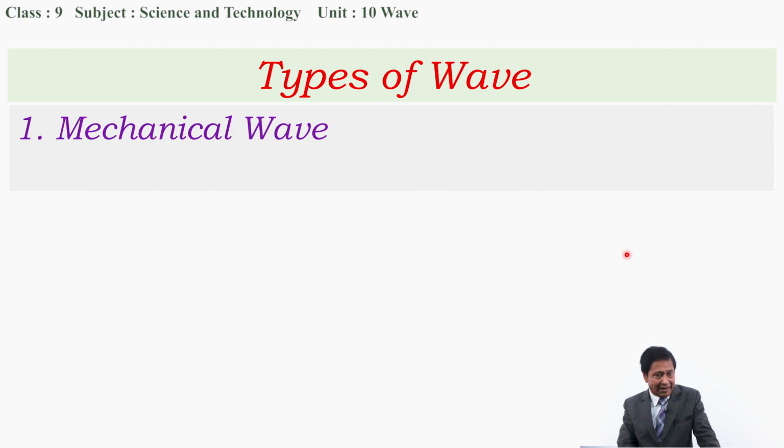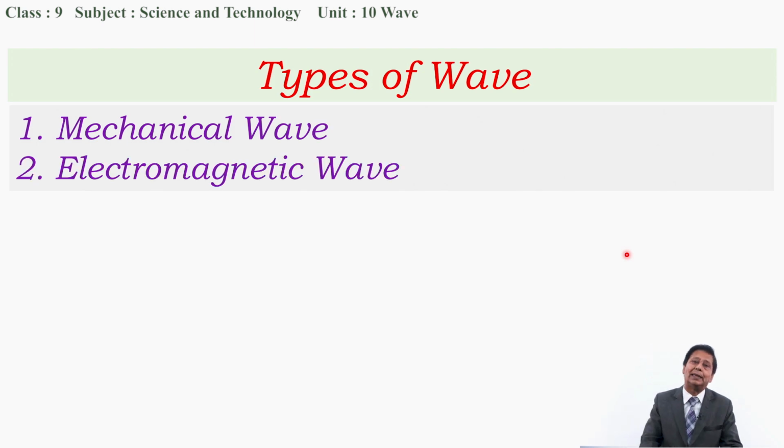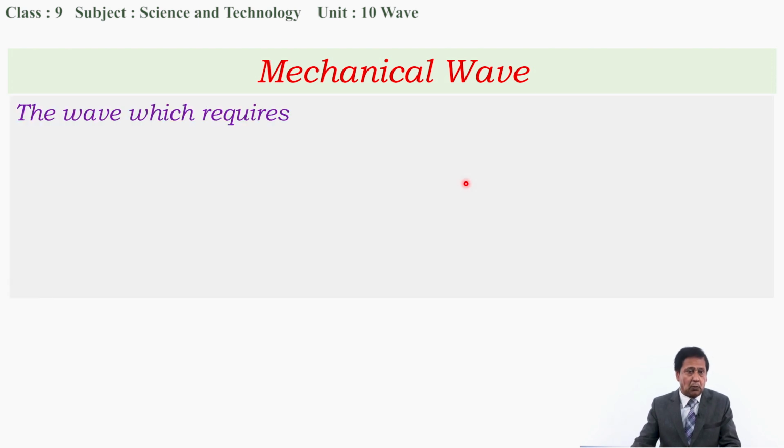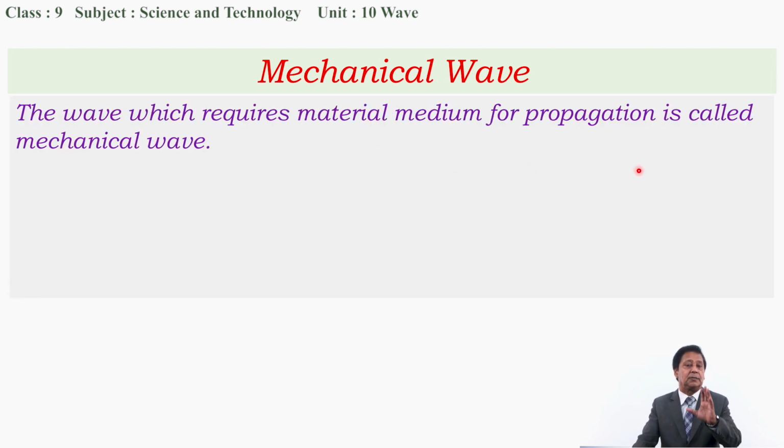One is called mechanical wave. Another is called electromagnetic wave. Wave is divided into two types. One is mechanical wave. Another is electromagnetic wave. Now what is mechanical wave? The wave which requires a material medium for propagation is called mechanical wave. If a wave requires a material medium to go from one place to another place, to transmit energy from one place to another place, if it requires a material medium, then this wave is called mechanical wave.